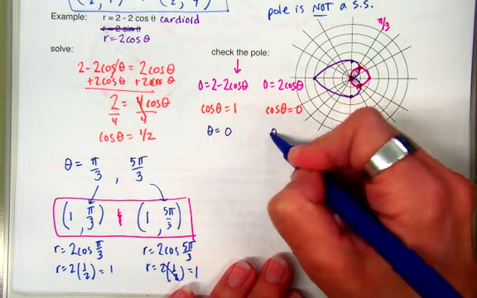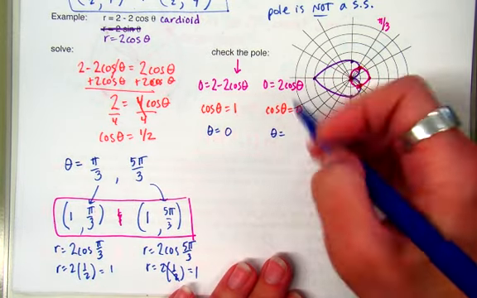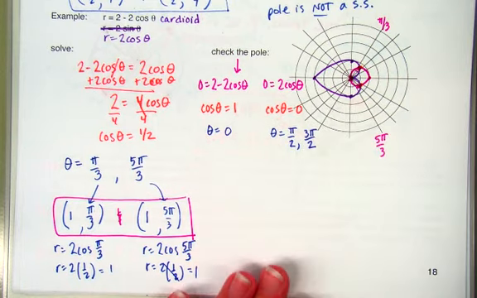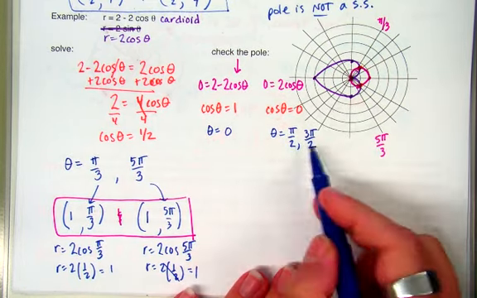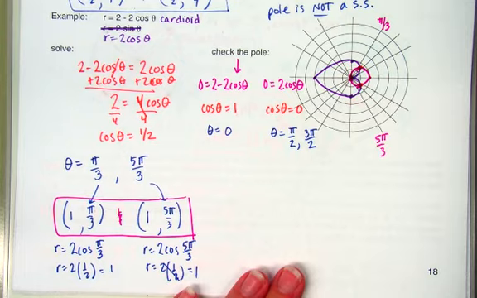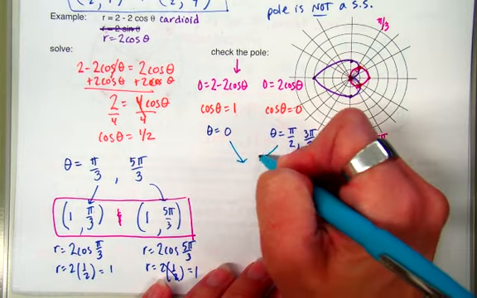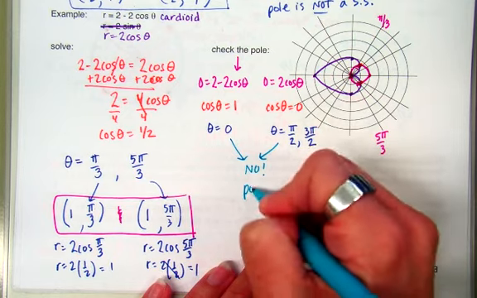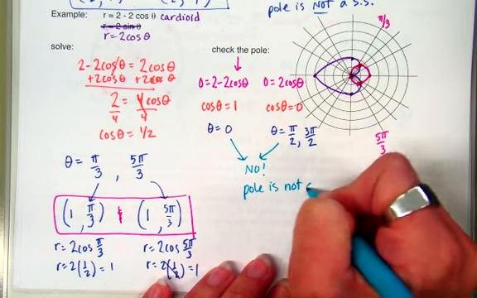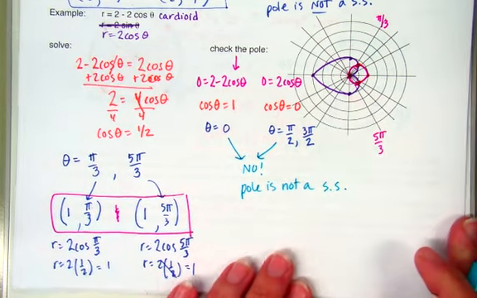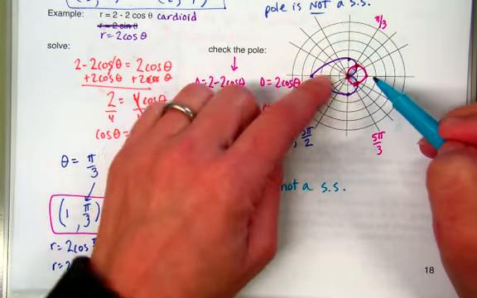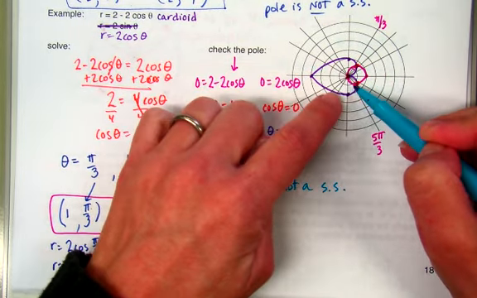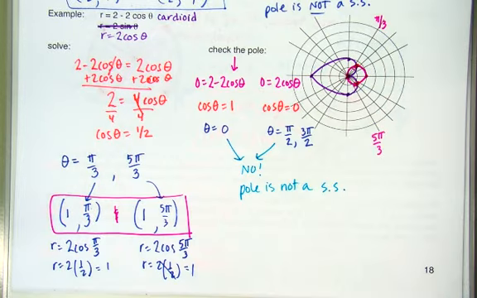0. When is cosine equal to 0? Pi over 2 and 3 pi over 2. Are these the same? That's the easy one, guys. No. So since those are different, the pole is not a simultaneous solution. And again, it's that idea of the timing, right? As they're going around, they're intersecting, but they're not intersecting together at the same time.